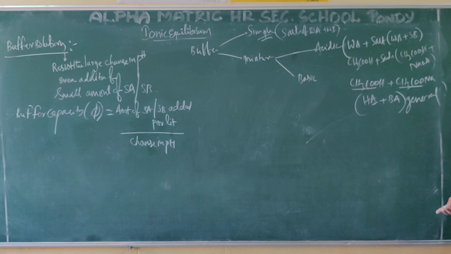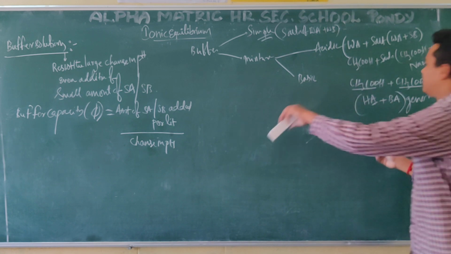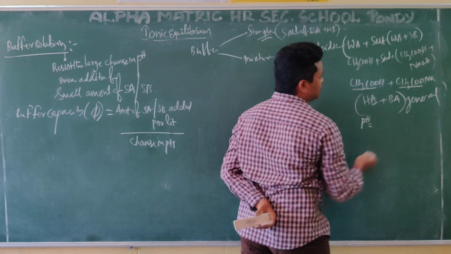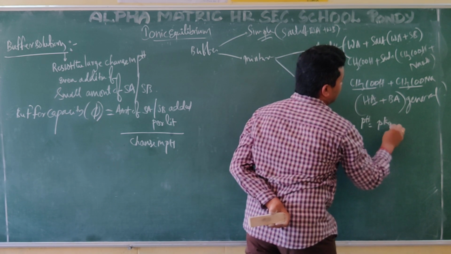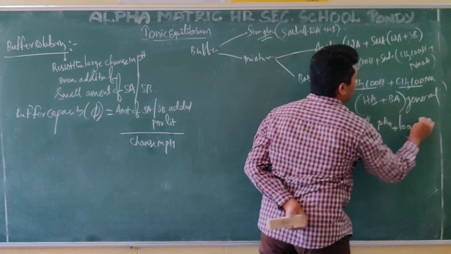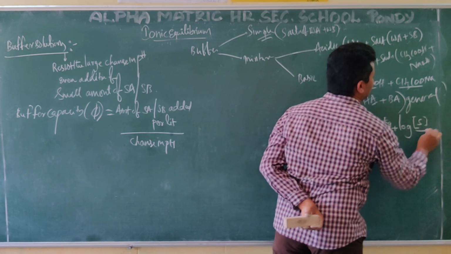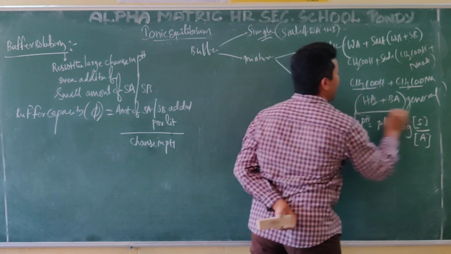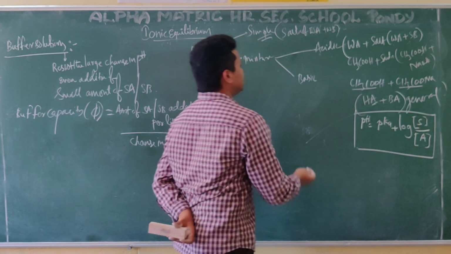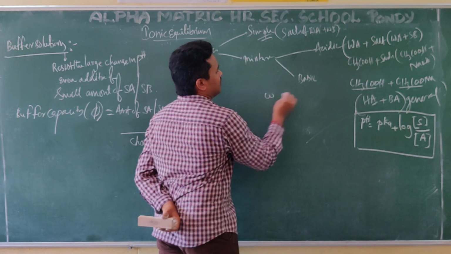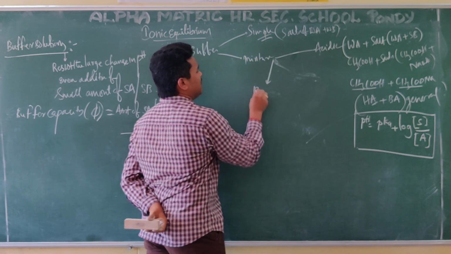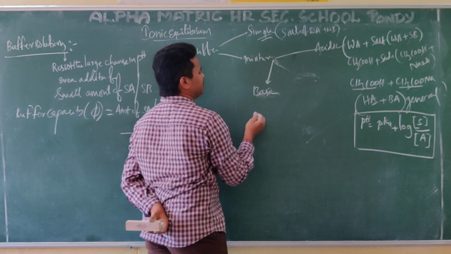For this also a pH formula is there. I am giving it here. How to find the pH? The important formula is pH equals pKa plus log of the concentration of the salt divided by the concentration of the acid. It is for an acidic buffer. Otherwise, this is a basic buffer. What can you say for a basic buffer?